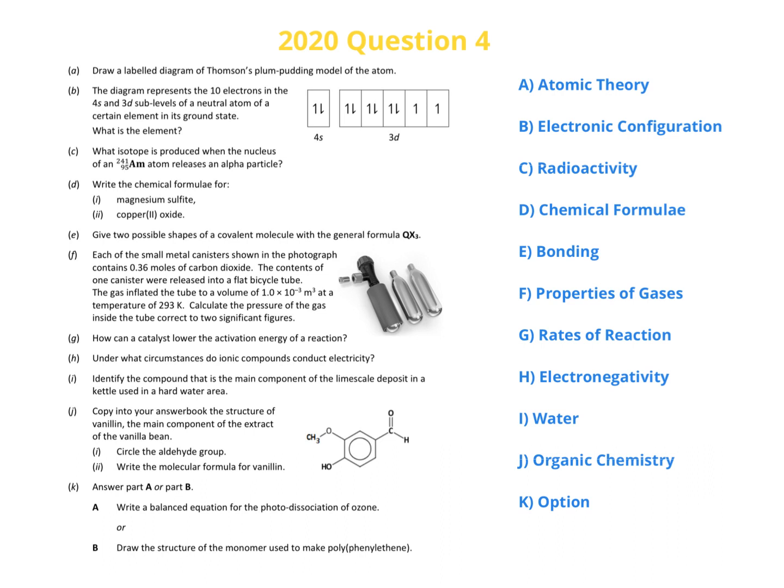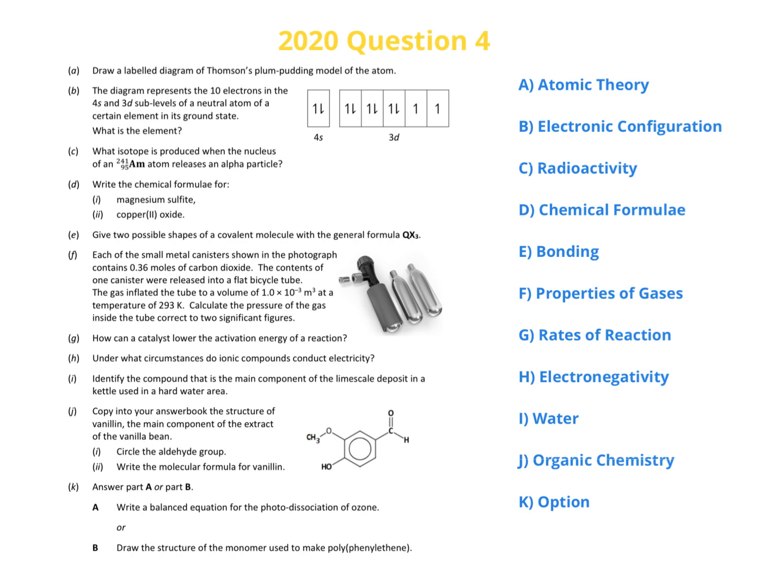Chemical formula came up again in part D. We had bonding again in part E. Part F was properties of gases. Part G was rates of reaction. That didn't appear in 2021. Neither did electronegativity in part H. Water came up again in part I. Part J was organic chemistry, and part K was the option.